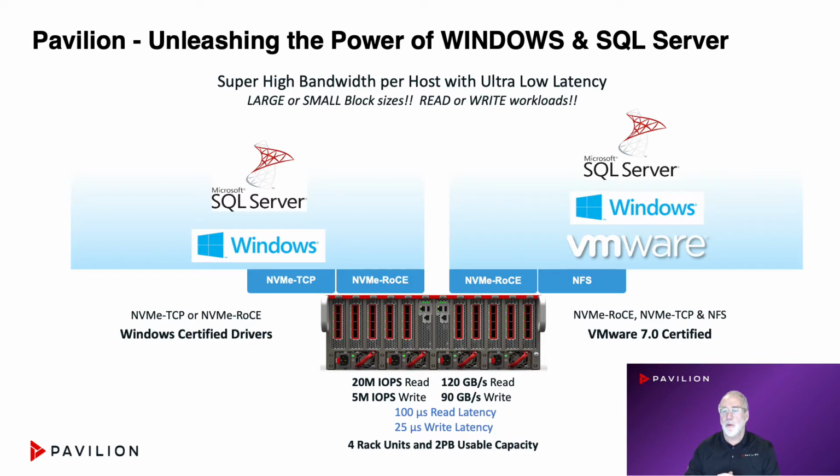So that Pavilion platform has impressive IOPS, millions of IOPS, and impressive throughput, but what is most impressive is that latency in the range of 100 microsecond read to 25 microsecond write latency. All of that packed into 4 rack units and over 2 petabytes of usable capacity.